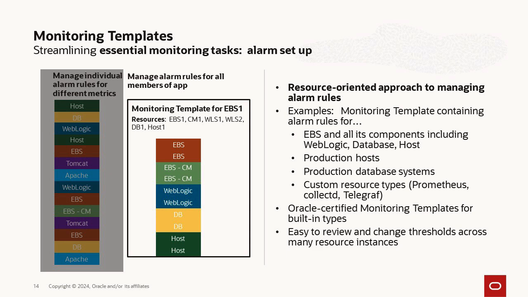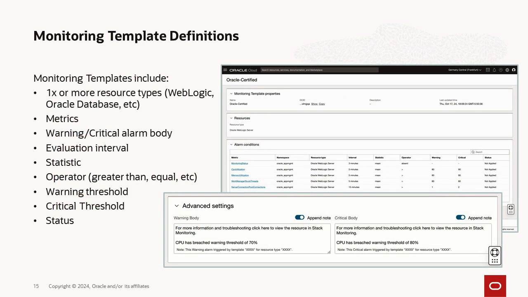You can define monitoring templates for your production hosts, your production databases, or even custom resource types that you add. Now, like I said, we'll provide predefined monitoring templates with our Oracle recommended thresholds. Monitoring templates simplify and standardize monitoring by including all of these necessary alarm rule definitions to holistically monitor nearly any application or individual resource type. They're completely customizable, allowing you to set the evaluation interval, the statistic like the mean, the max, min, etc., operator, and both the warning and critical thresholds.